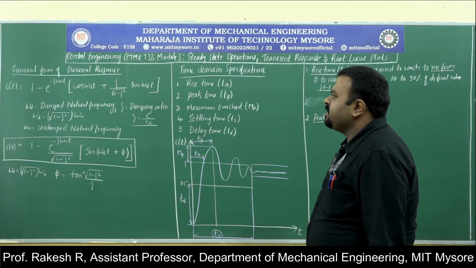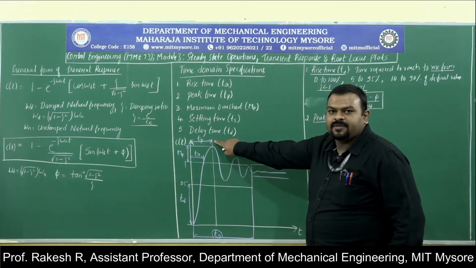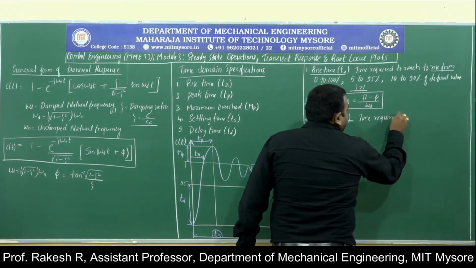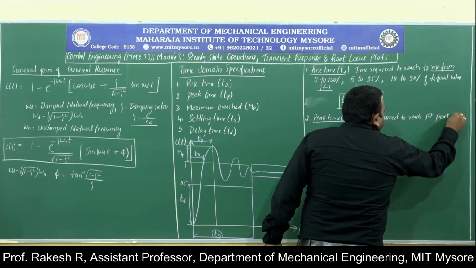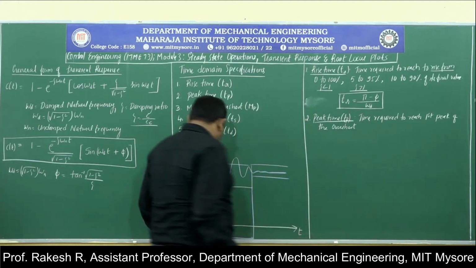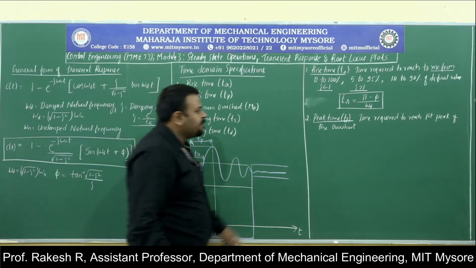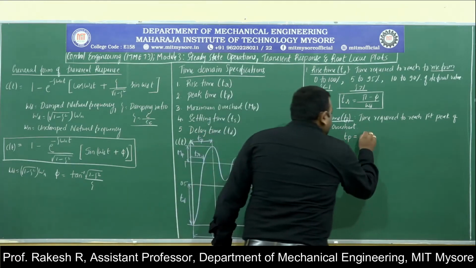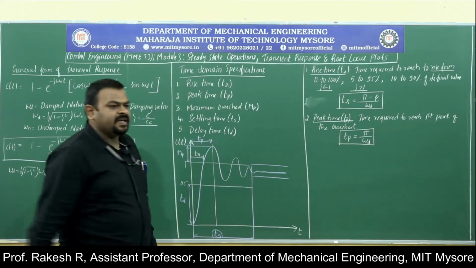Peak time is nothing but the time required to reach the first peak of the overshoot. This is the first peak of the overshoot. So how much amount of time it will take to reach the first peak, that is nothing but peak time. The expression for peak time is given by Tp is equal to pi divided by omega d. So this is an expression for peak time.